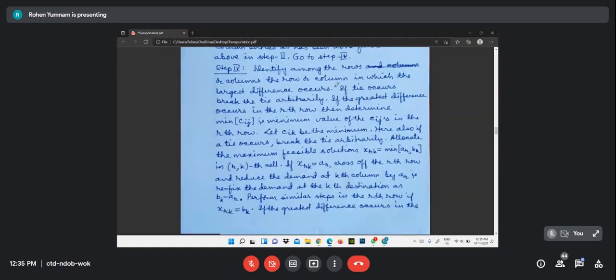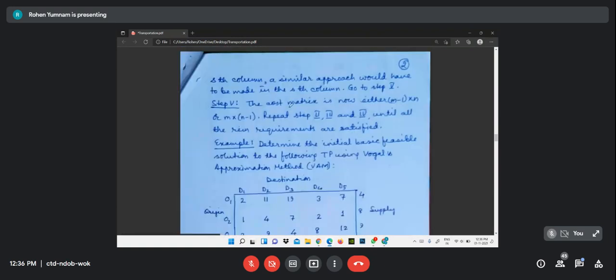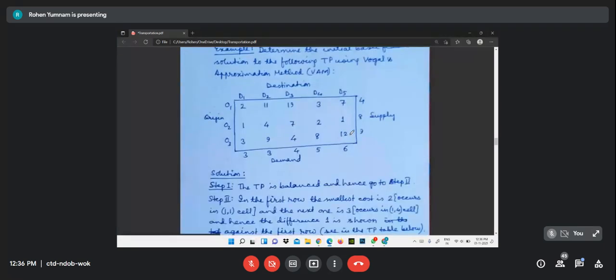Step 4: identify among the rows or columns the row or column in which the largest difference occurs. If a tie occurs, break the tie arbitrarily. If the greatest difference occurs in the odd row, then determine the minimum value of Cij in that row, like Cik being the minimum. I will explain it with the calculated example, which will be clearer to you. Step 5 is a repetition of these steps. Let us see the problem here.